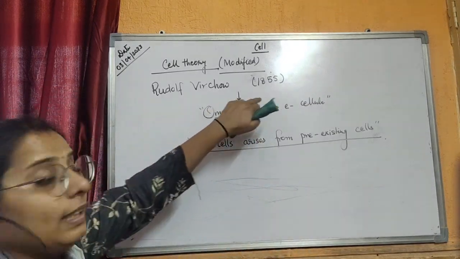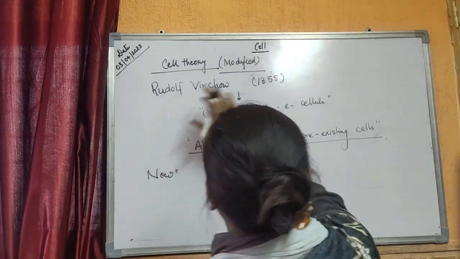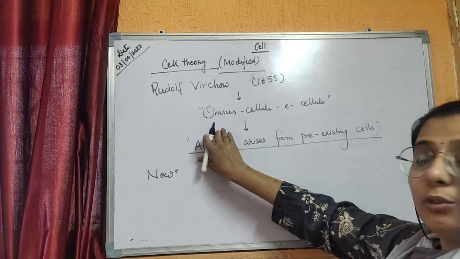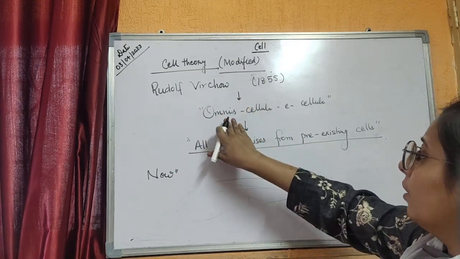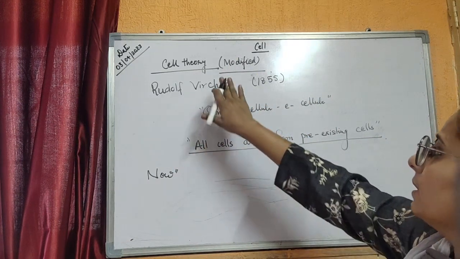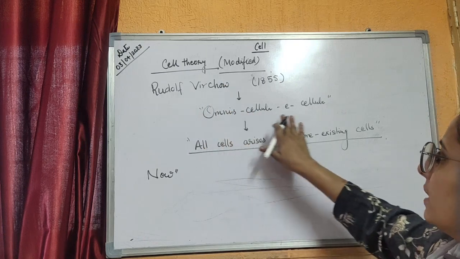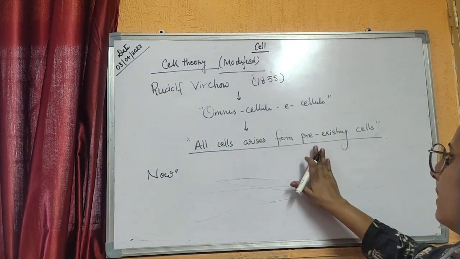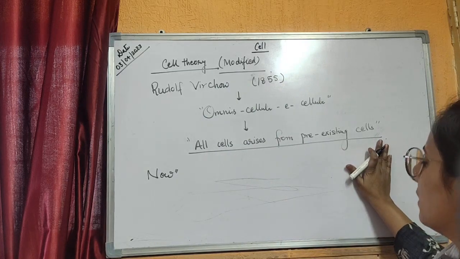Further, in 1855, Rudolf Virchow modified this theory, and according to him, the cell theory was called omnis cellula e cellula, and it tells that all cells arise from pre-existing cells.